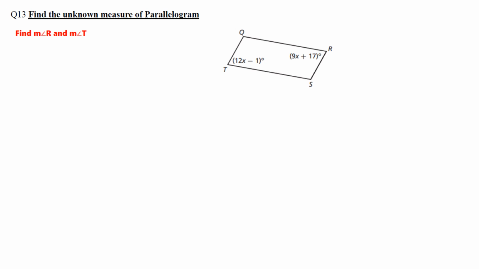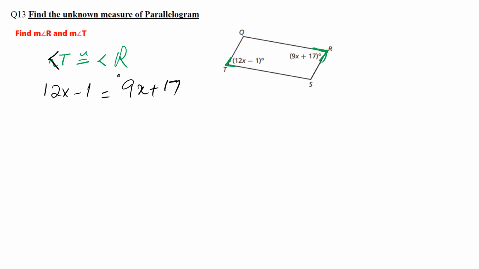So what have we learned? That angle T is congruent to angle R. So what is angle T? Angle T is 12x minus 1, equal to what is R? That is 9x plus 17.